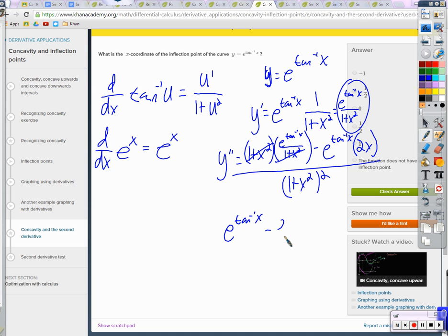x minus e to the inverse tangent of x times 2x over (1 plus x squared) squared. What are we working on? What is this? It's the second derivative. What are we going to do with the second derivative? What are we ultimately trying to find? Inflection points. So what do we do with the second derivative to find the inflection points? Set it equal to zero. Set this equal to zero. It's going to make it a lot easier to solve.